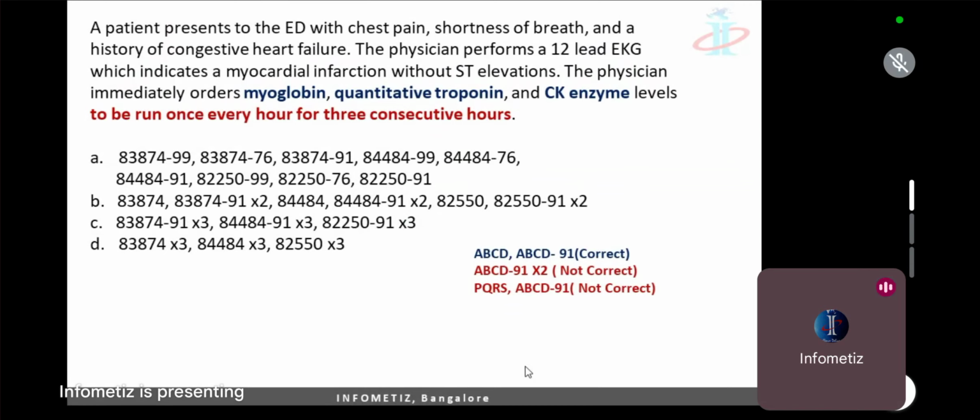In C option, A and D already eliminated. In C option, you can see 91 is added with all three codes. Right now, if I am checking only one code, 83874, 91 into 3. Then where is the original one? They have added on all three codes. That is wrong. First code should be without modifier. Remaining duplicate codes should be with modifier. Good? B will be the correct answer.